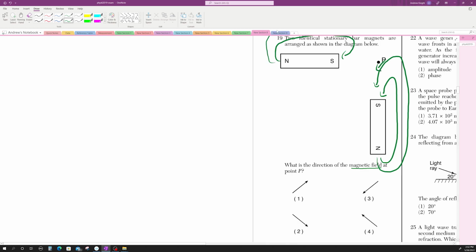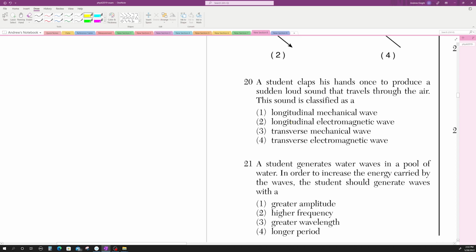And over here, it's going to leave the page, but the same general idea will occur. And if I look at this general direction, we get arrows going something just like that. So choice 3 is your answer. Question 20. A student claps his hands once to produce a sudden sound that travels through the air.